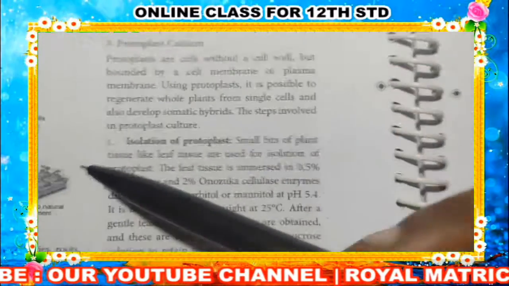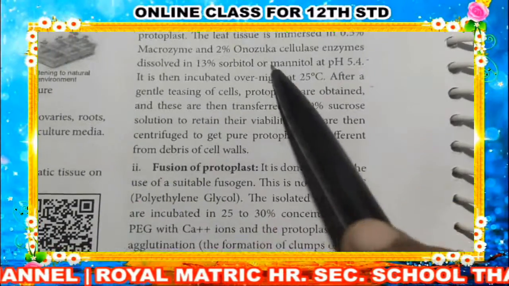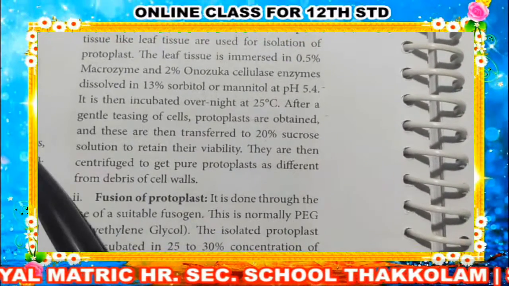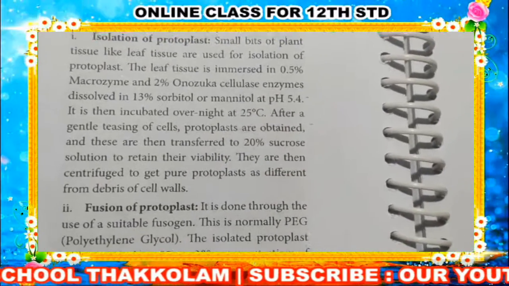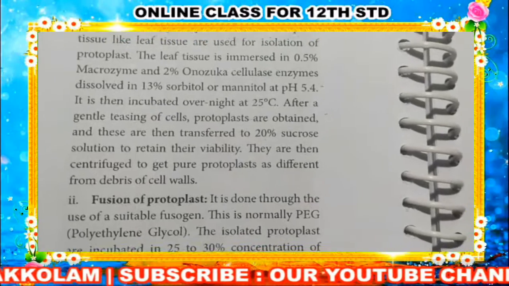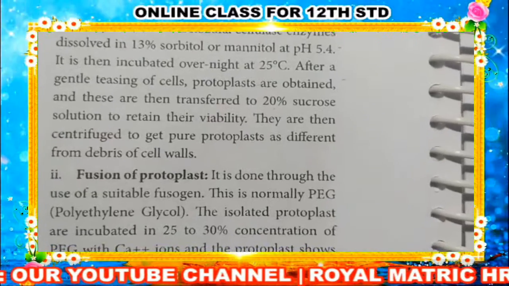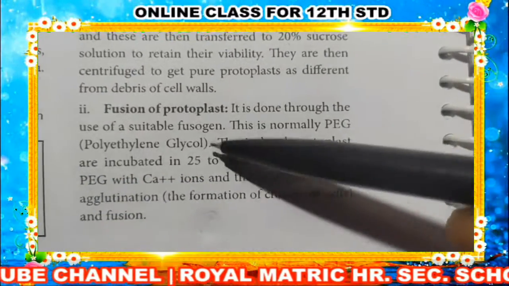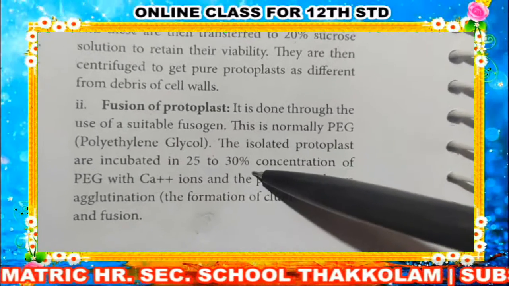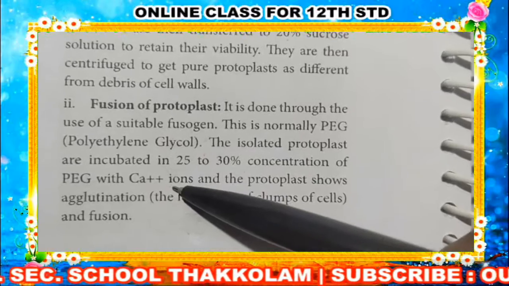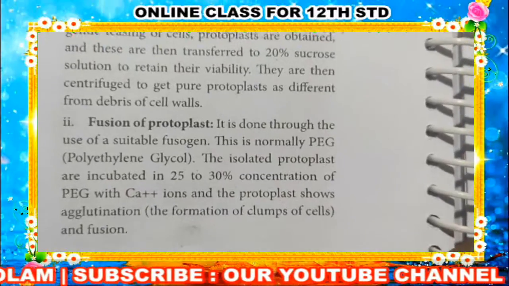So I repeat, first one is the isolation of the protoplast, and in that isolation we are dipping in different solutions, macerozyme, onozuka, mannitol, and incubated, and then viability is tested. It is dipped in 20% sucrose, and then centrifuged to get rid of the dead cells. And then the fusion is done with the fusogen, polyethylene glycol, again incubated, and in the presence of calcium 2+ ions they form agglutination. Agglutination is the formation of clumps or groups. Then they form the fusion.